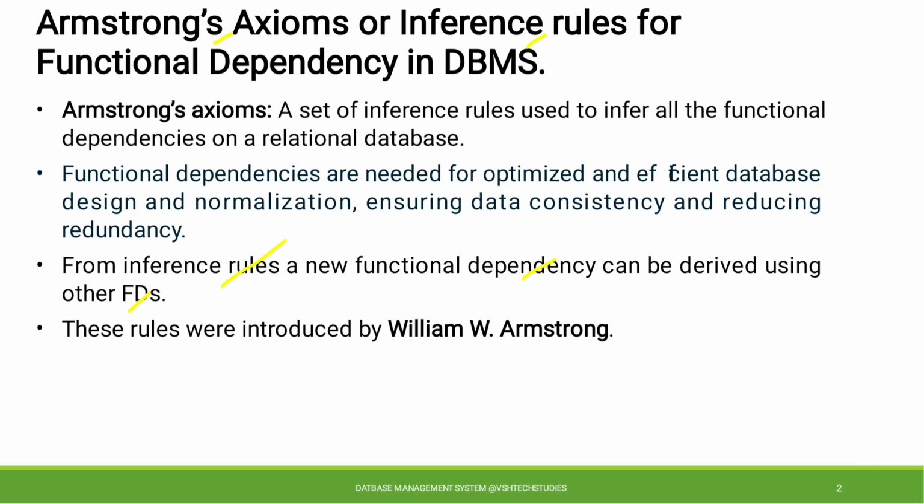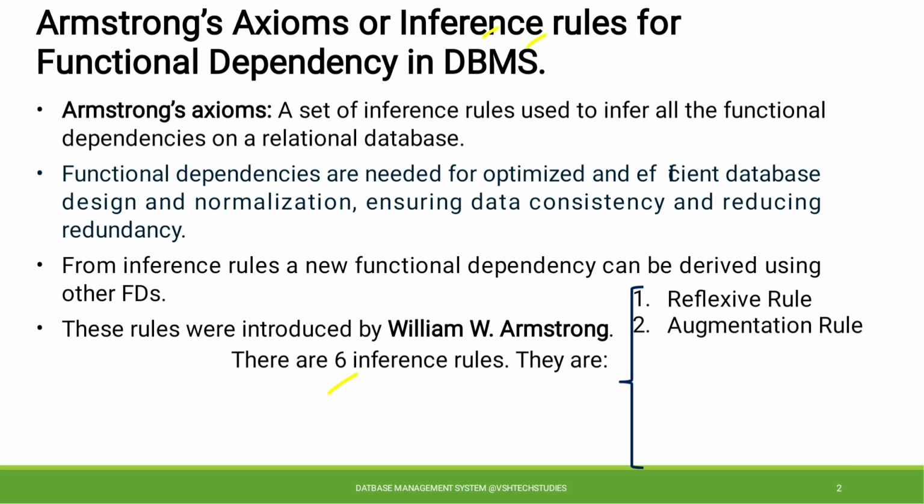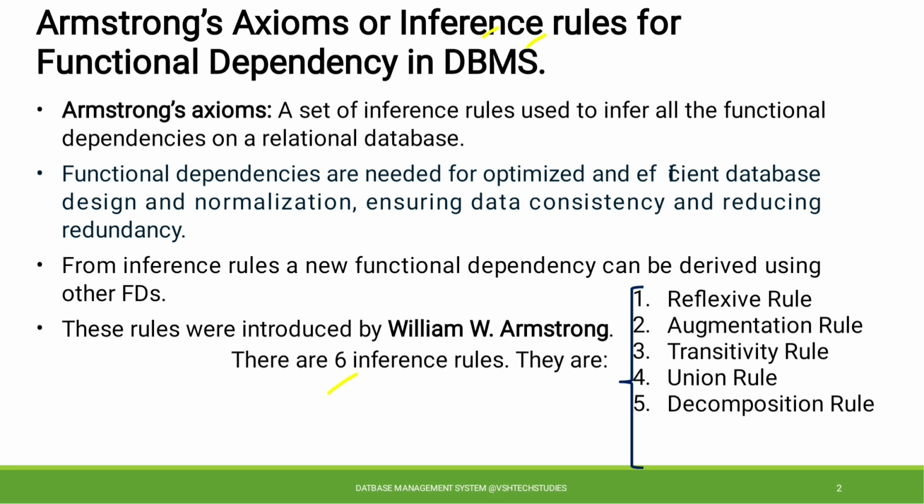That is the first point. Next, if we have one set of functional dependencies, we can derive another set of functional dependencies from them. These rules were introduced by William W. Armstrong. Hence those inference rules are called Armstrong's axioms. There are 6 inference rules. They are reflexive rule, augmentation rule, transitivity rule, union rule, decomposition rule, composition rule, and pseudo-transitivity rule. We shall know what these rules are one by one.